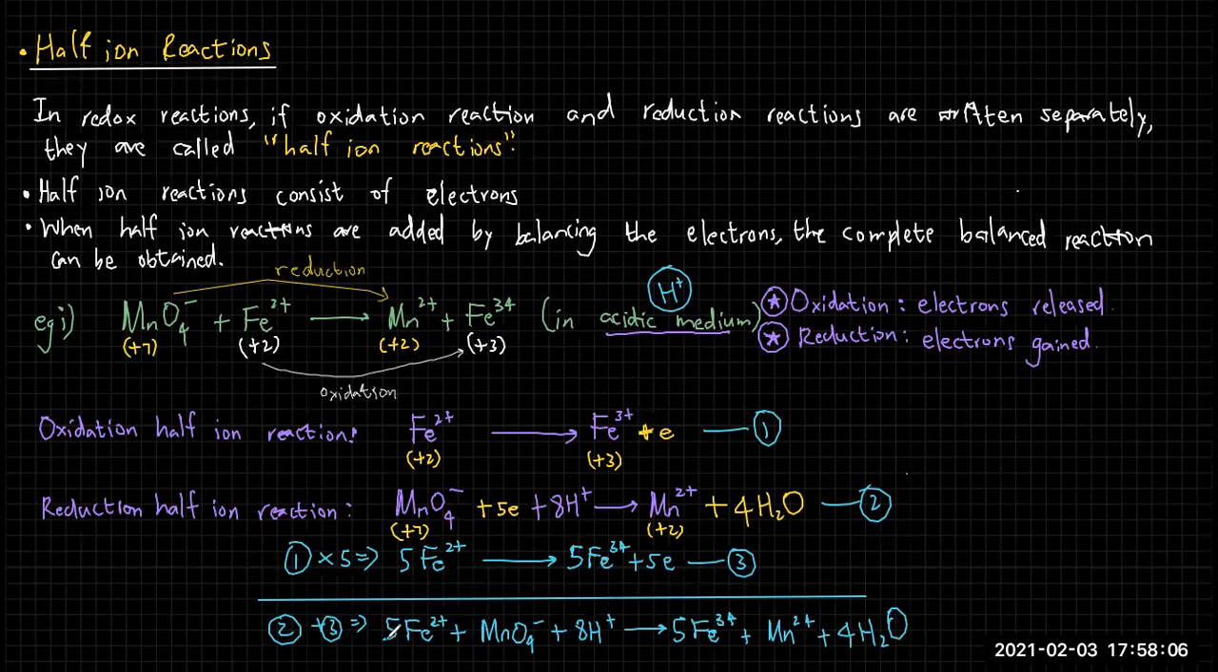But if you can write this reaction in any method, you will get the full marks, because they will ask you to balance the reaction. If they have specified this method, then you have to do it in this method. Especially in structured questions, they will say, write the oxidation half ion reaction, write the reduction half ion reaction, then write the completely balanced ionic reaction. Then you have to follow this method.